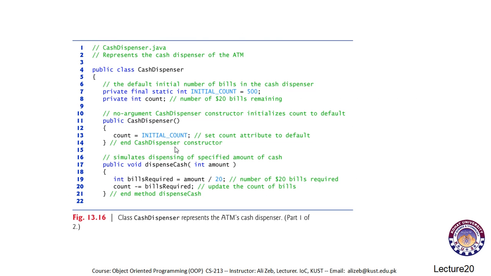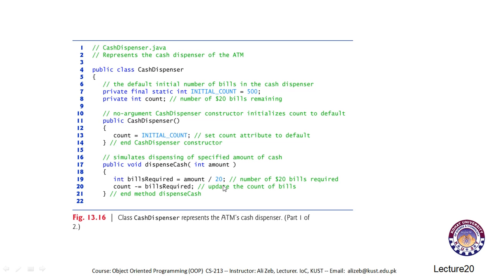To code the CashDispenser class, we have an initial count of the number of notes that we can have in the ATM machine. We do not want the user to change this value, so we have made this final and static, and we have a variable, the count attribute, set to default.